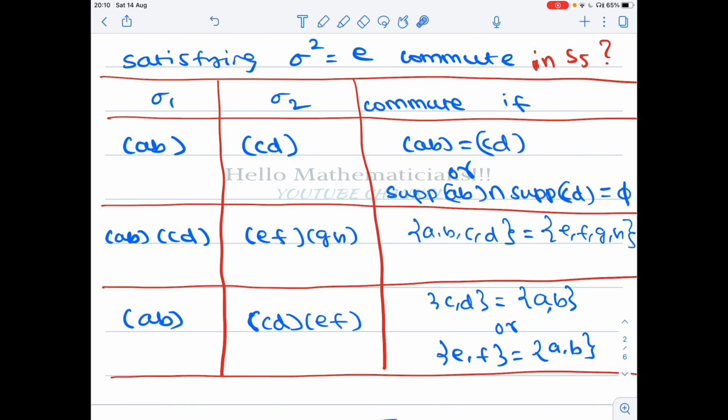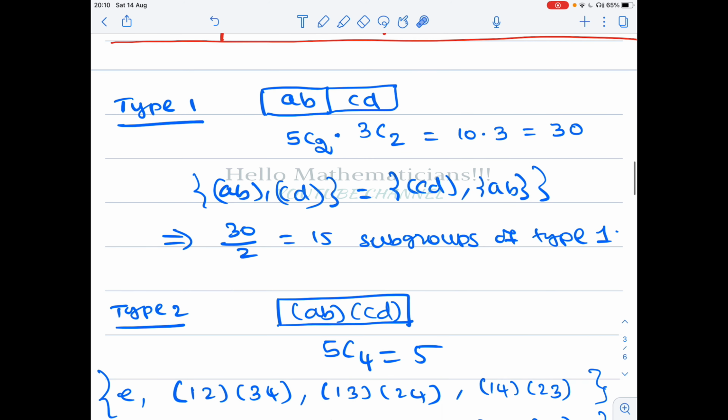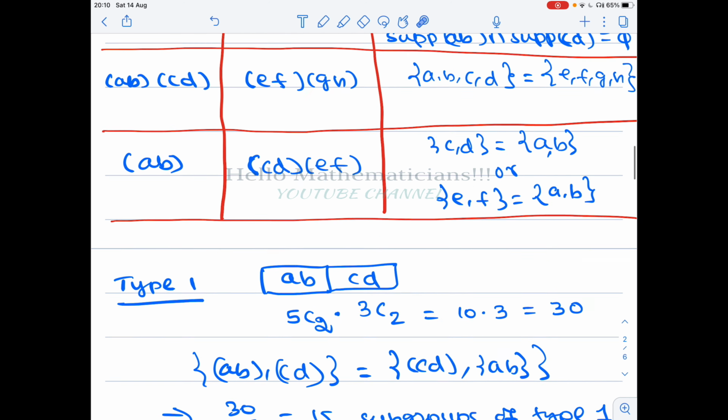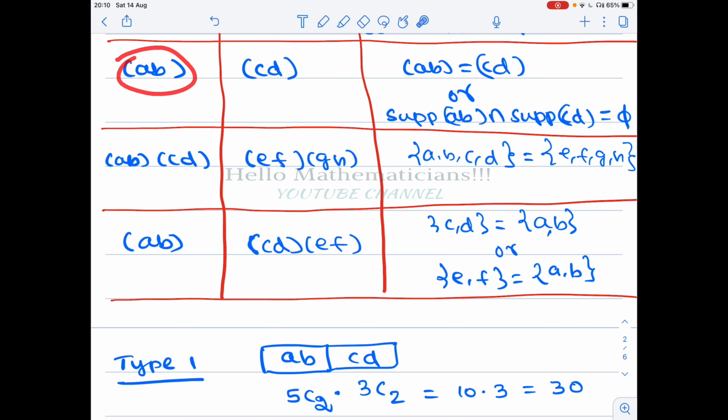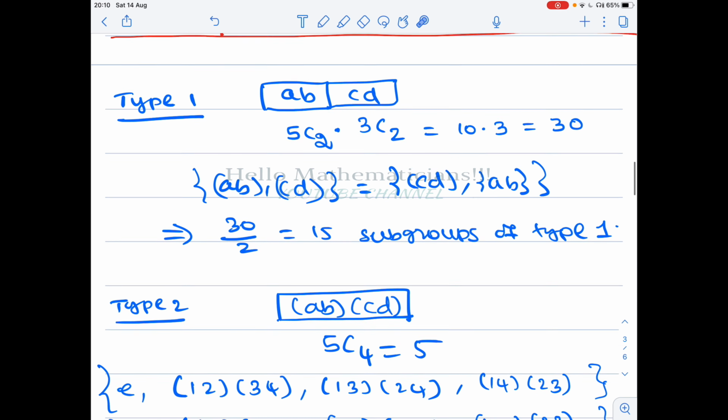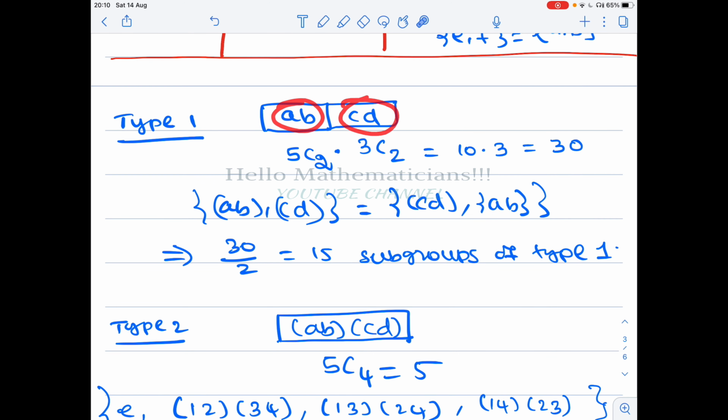Now let's see how many such commuting elements there are. That is what we do next. So this is type 1, this is type 2, this is type 3. Type 1 means products of two 2-cycles. Now I'm working in S5. In S5 there are five symbols available: 1 2 3 4 5.